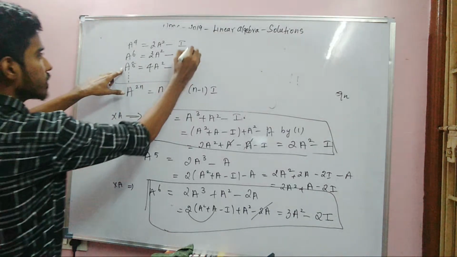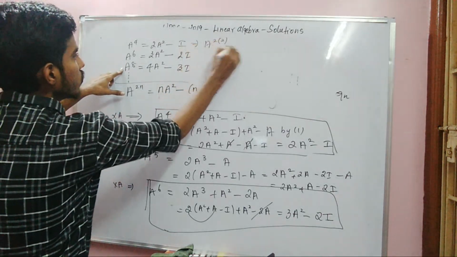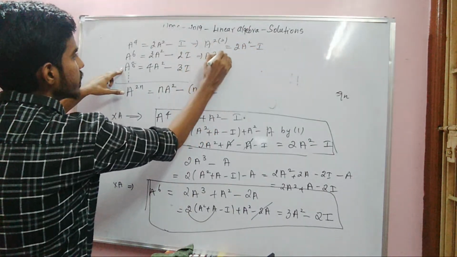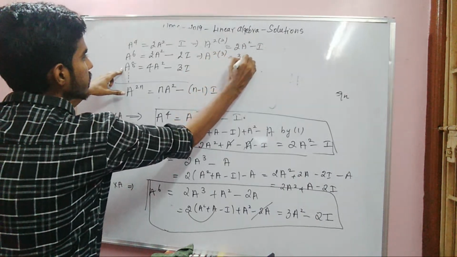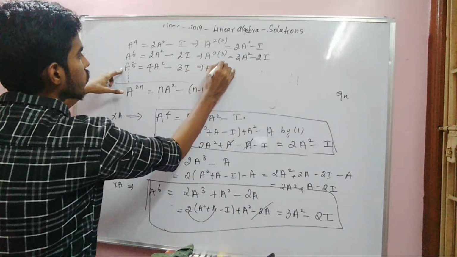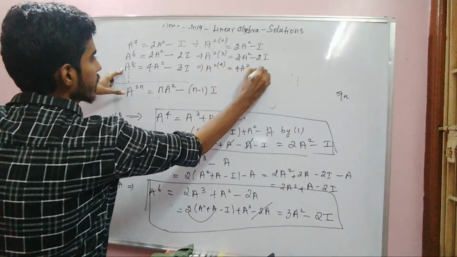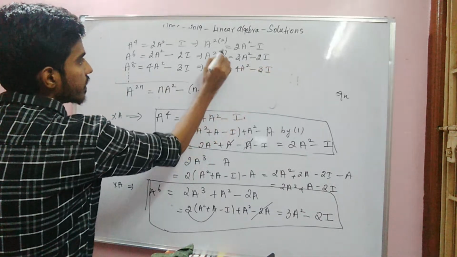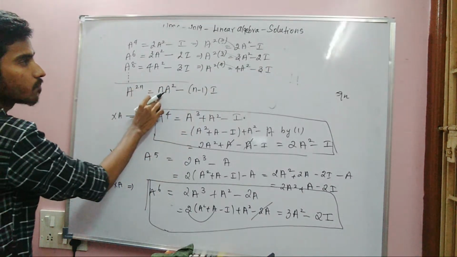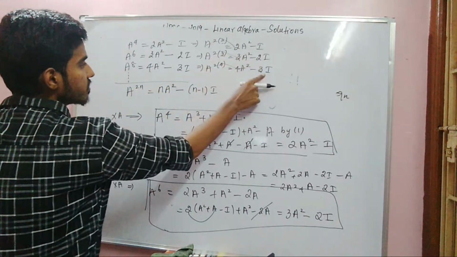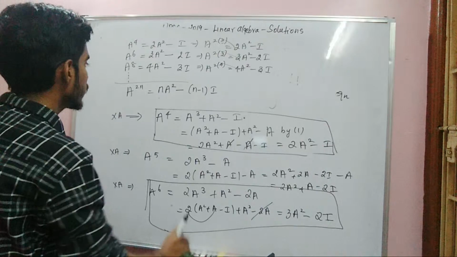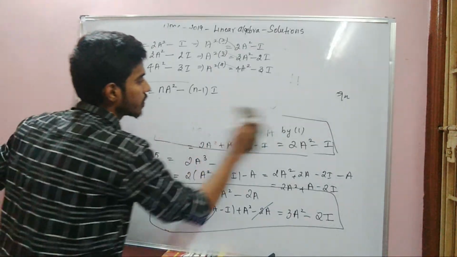So you can see I can write this as A power 2 into 2. So this is 2A square minus I. This I can write as A power 2 into 3, so this is 3A square minus 2I. So this is A power 4, this is 4A square minus 3I. So you can see n is 2, 3, 4. Here you can see 3 is 2, 4 means 3, n means n minus 1. So I can generalize A power 2n is equal to nA square minus (n minus 1)I.